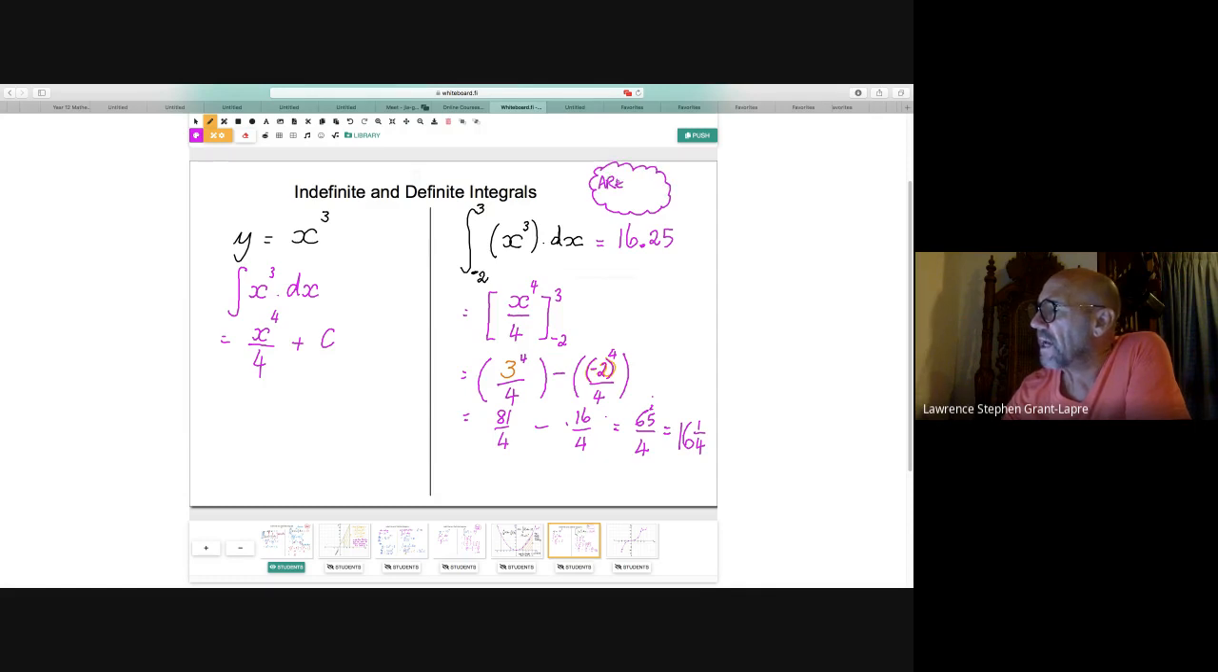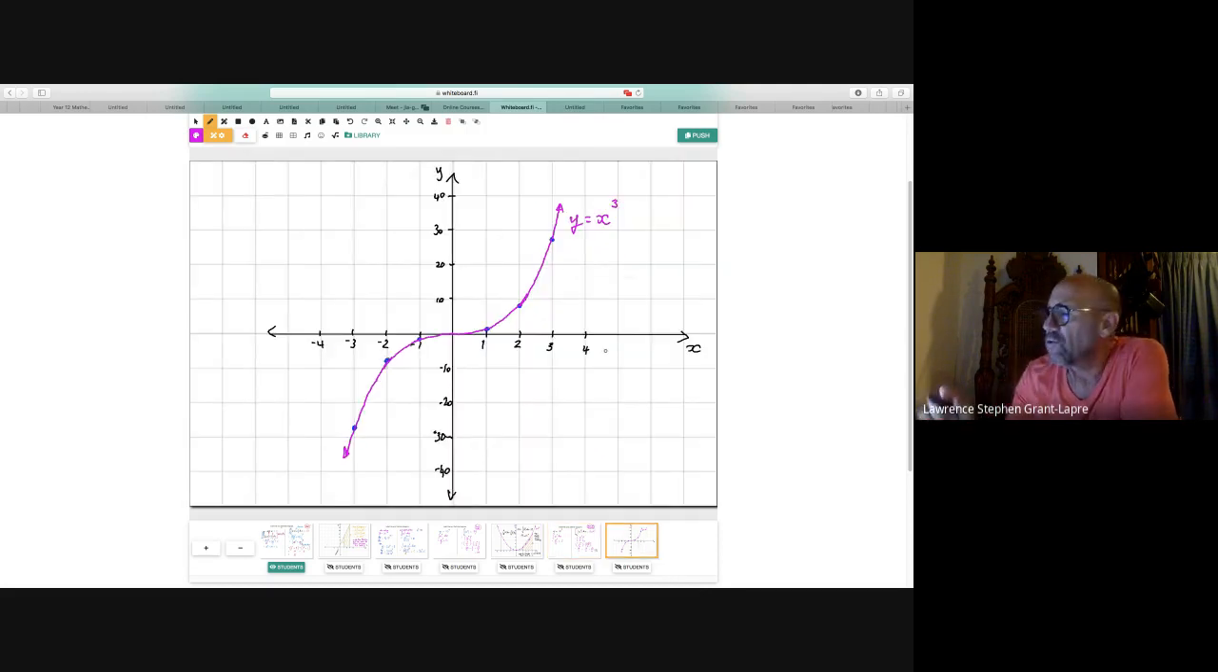Now, what if we want to get the area between our curve and the x-axis, between the values of -2 and 3? Well, let's have a look. Will the answer be 16.25? Well, for the last few exercises, remember I had a little note that the function did not cross between our x values. Well, let's have a look at this drawn graph.